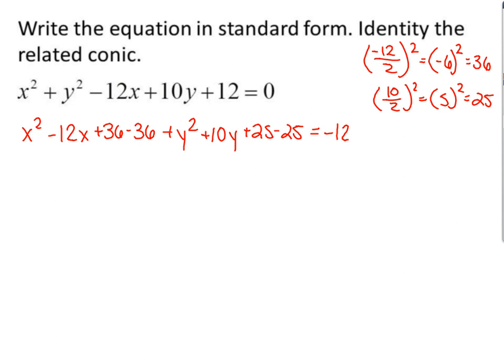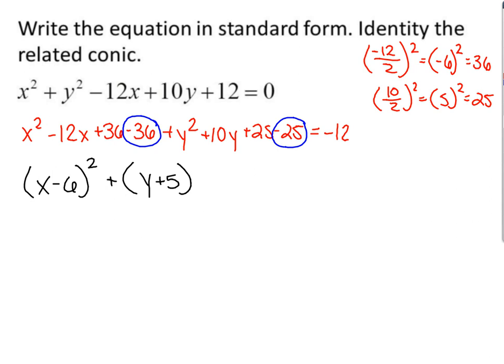Now we can take the negative values to the other side of the equation, and then we will do our perfect square trinomials on the left side. Because we have a -6 in our parentheses up there, what multiplies to get 36 and adds to get -12? It's going to give us -6, and it's going to be squared. What multiplies to get 25 and adds to get 10 will be a positive 5. And when we take those to the other side, we will end up with 49.